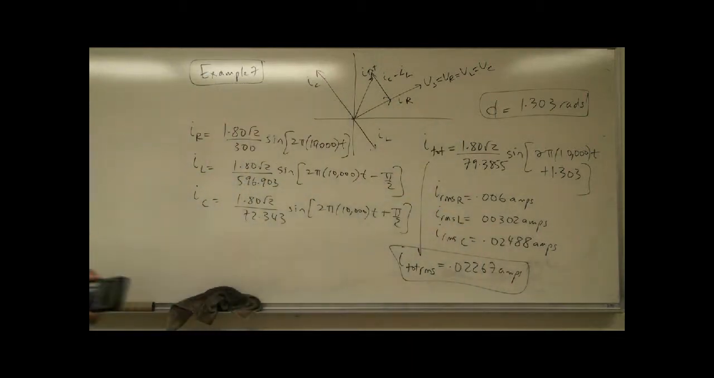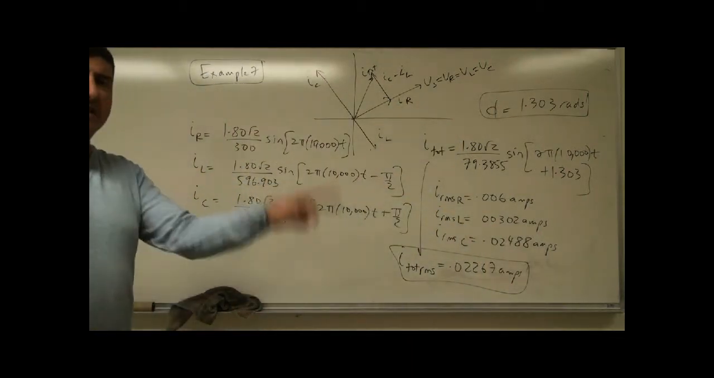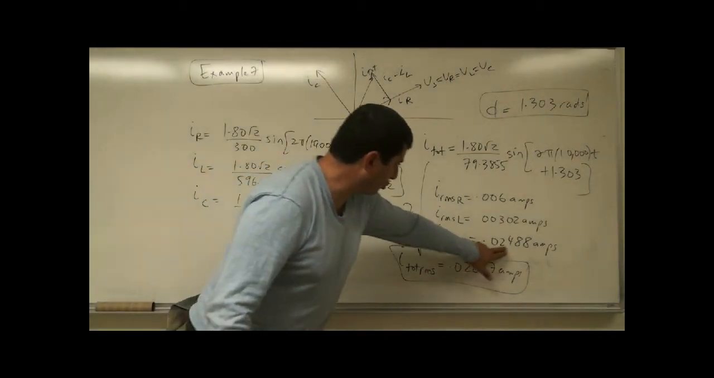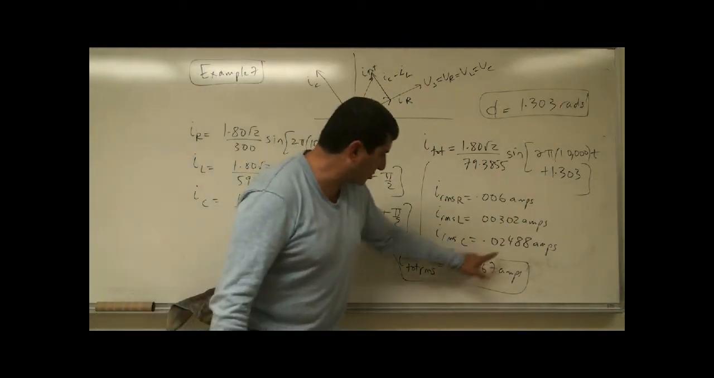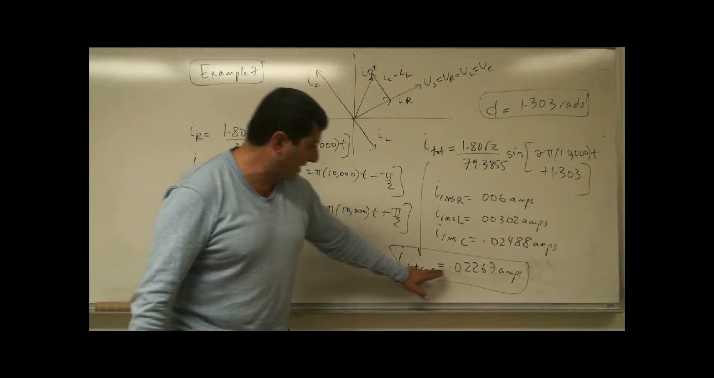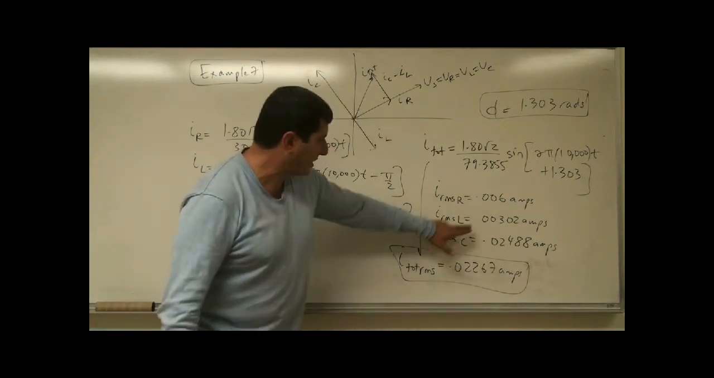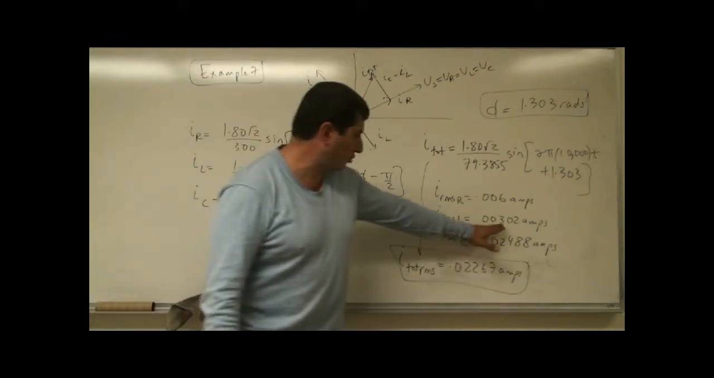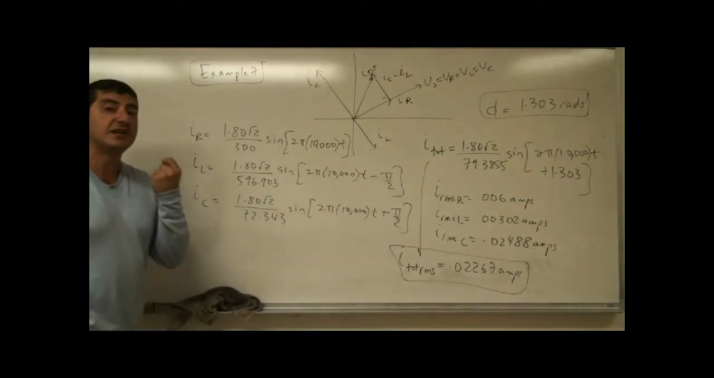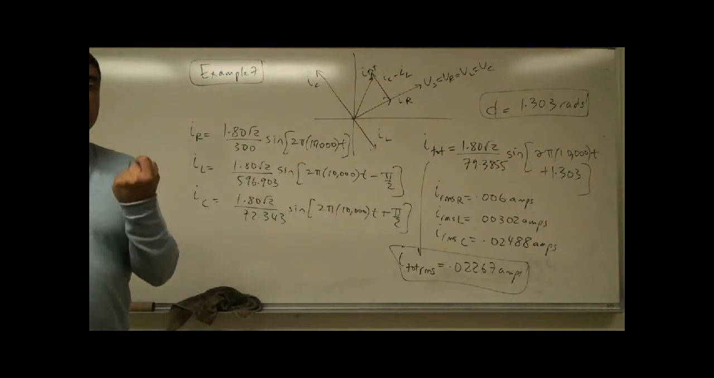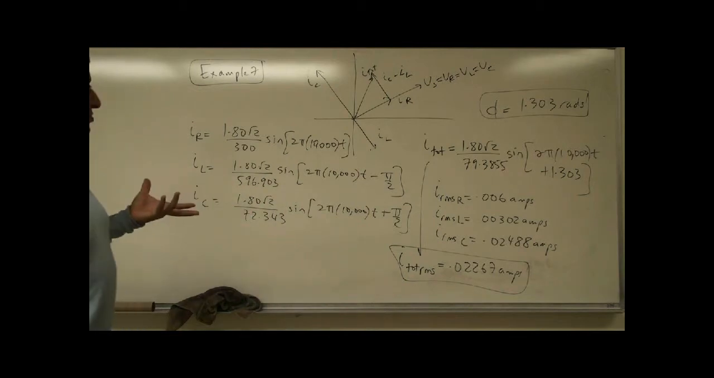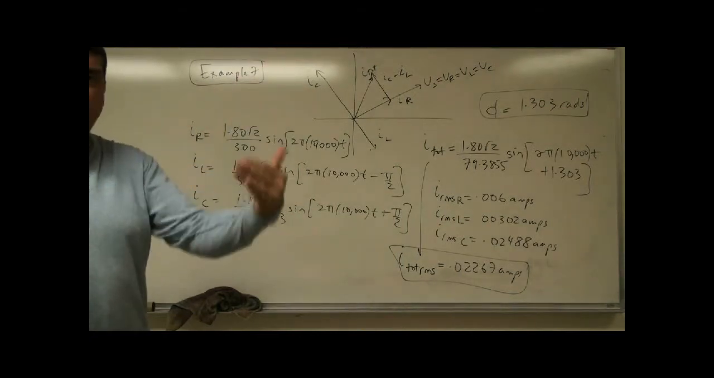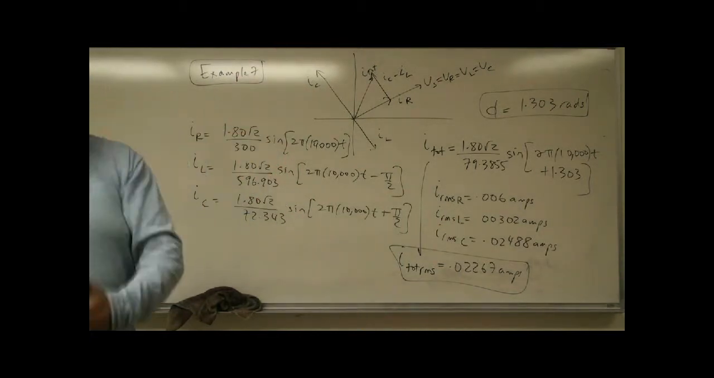So you can tell that this is a circuit that is dominated by the capacitors. Why? The capacitor has the most current, 0.02488. Actually, the capacitor has even more current than the total. The current in the inductor and the resistor are not too big, 0.003, 0.006. Why is that? Because the capacitive reactance of the capacitor is small, like 79 ohms. The resistance is 300. Inductive reactance is 596, so it's very, very high. So it's basically dominated by the capacitors.